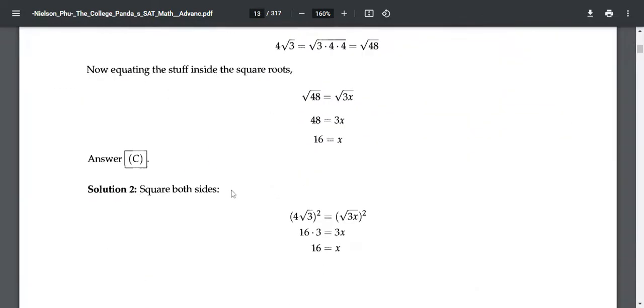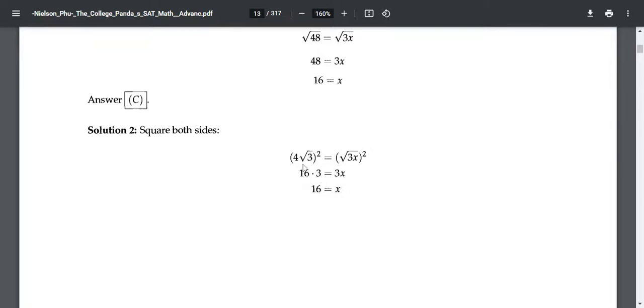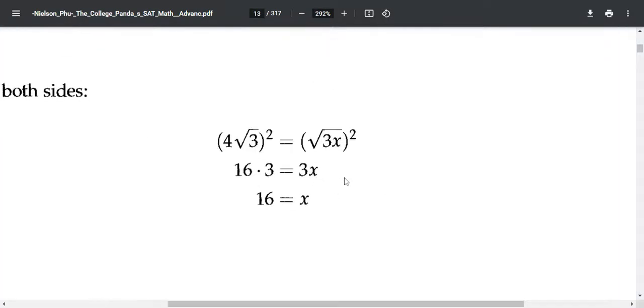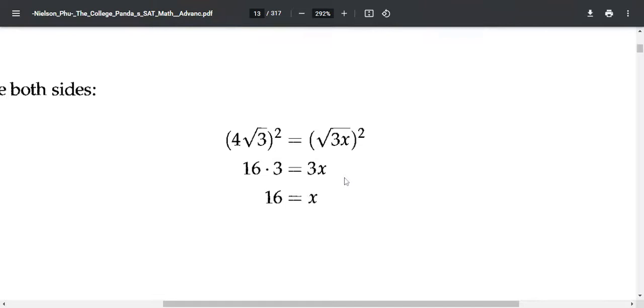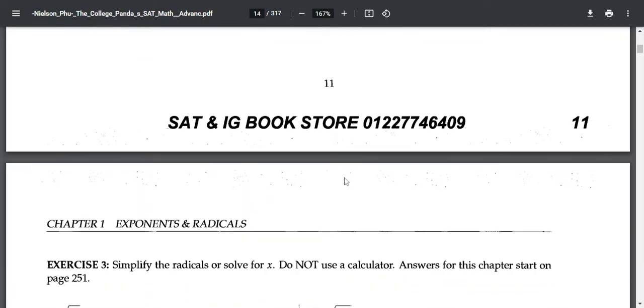Now moving on to the next, squaring both sides. This is the alternative solution of this problem. As you can see, you can just square both sides and then solve the question. You can easily find the answer.